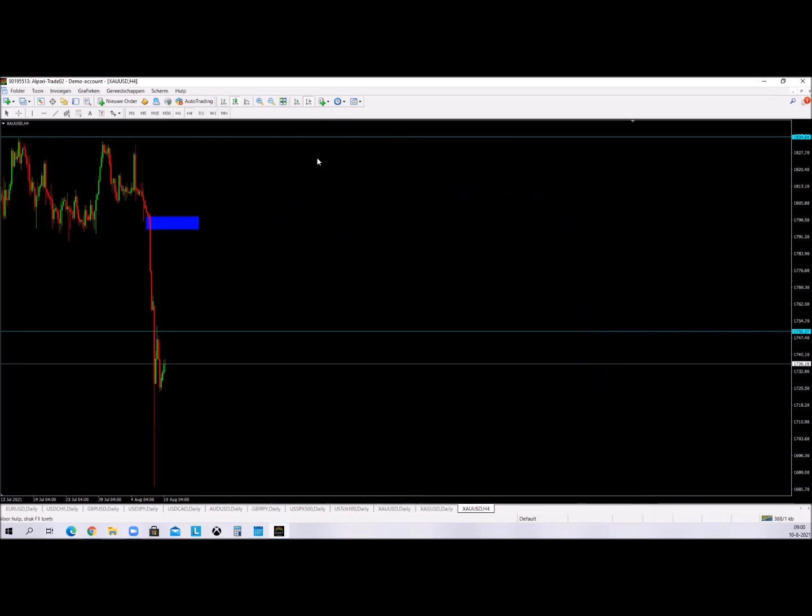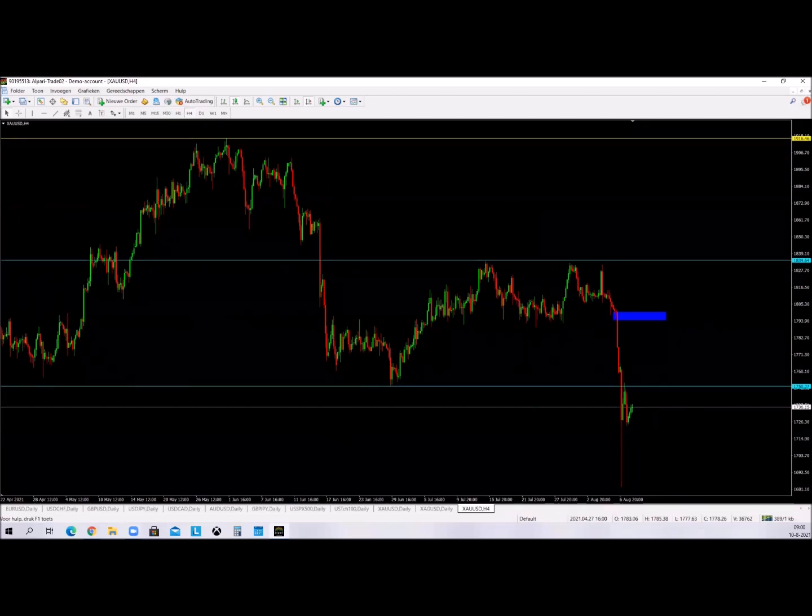Now, why is that area interesting? If we zoom out, look at this massive, massive structure over here. So many touches. 1, 2, 3, 4, 5, 6, 7, 8, 9, 10. So massive area. And though it has been a massive downtrend. So if you want to be shorting, this is an area, especially the blue box.